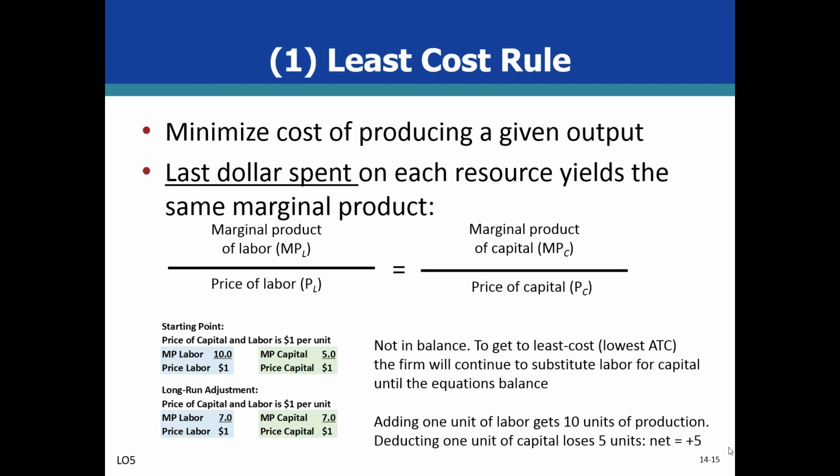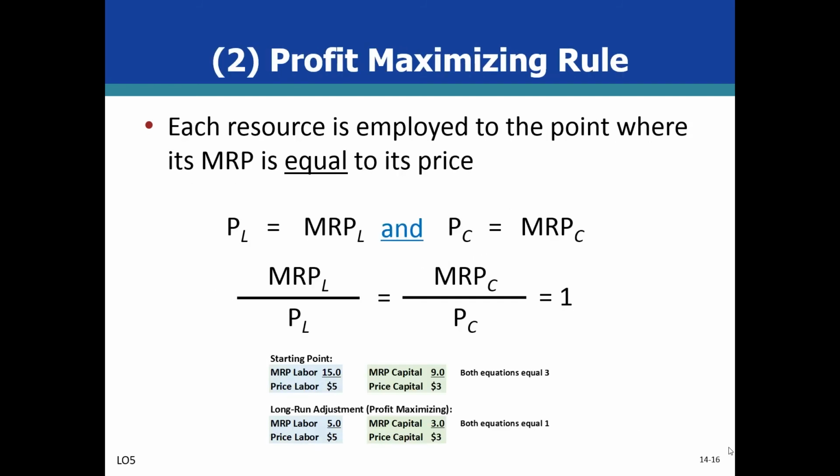That's the least cost rule. More importantly is the profit maximizing rule. Minimizing cost is not necessarily sufficient for maximizing profit. In a purely competitive market, the marginal resource cost is equal to the resource price. This condition must hold for every variable resource.